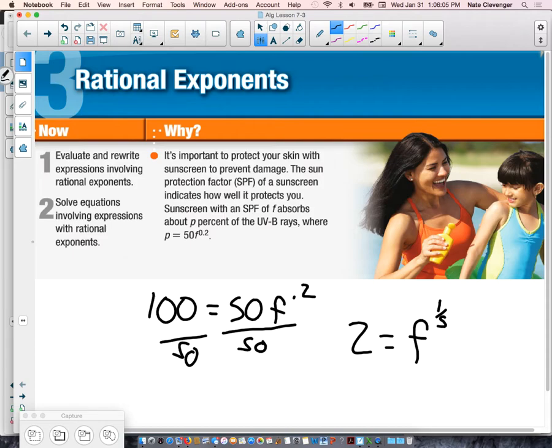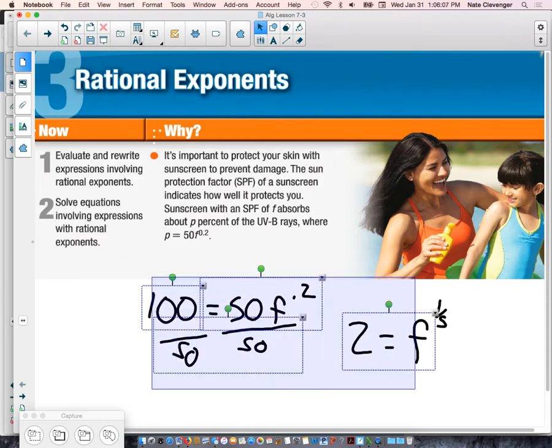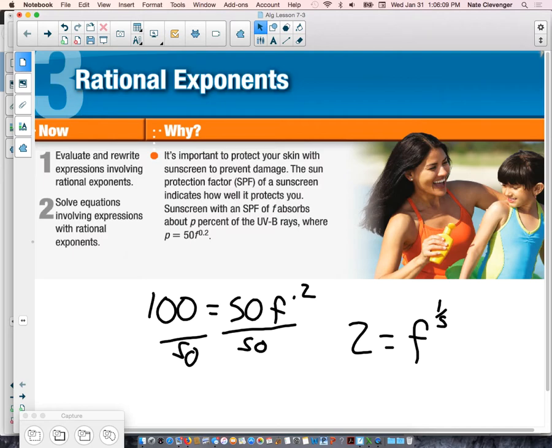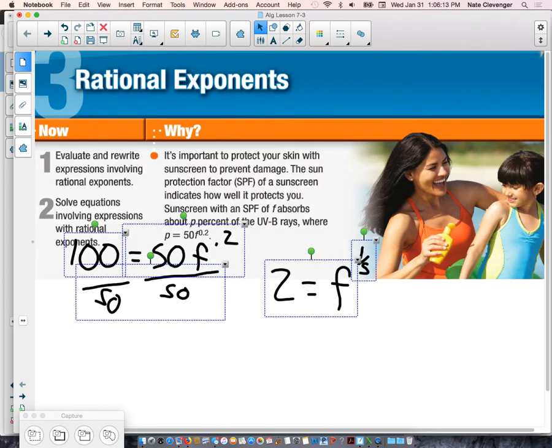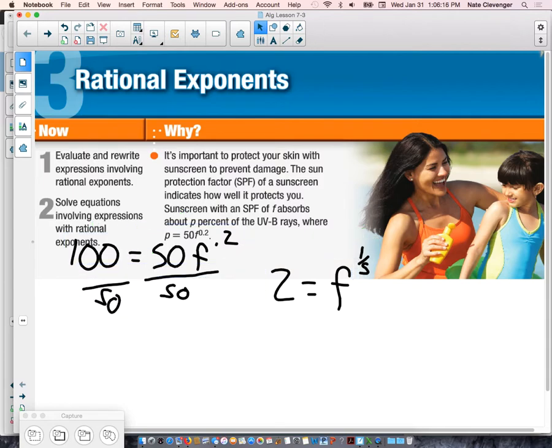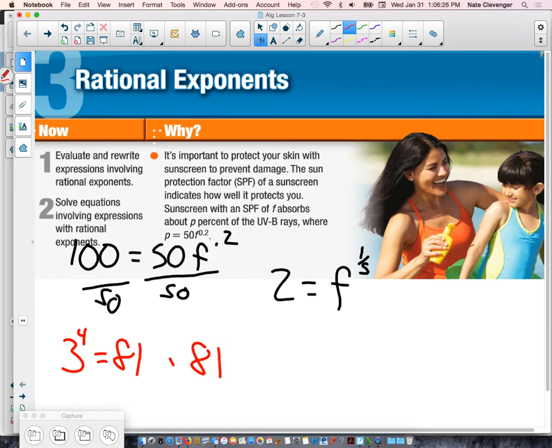Remember our relationship? Let me use one that doesn't work out nice and neat. If we have 3 to the 4th is equal to 81, then the 4th root of 81 has to equal 3.